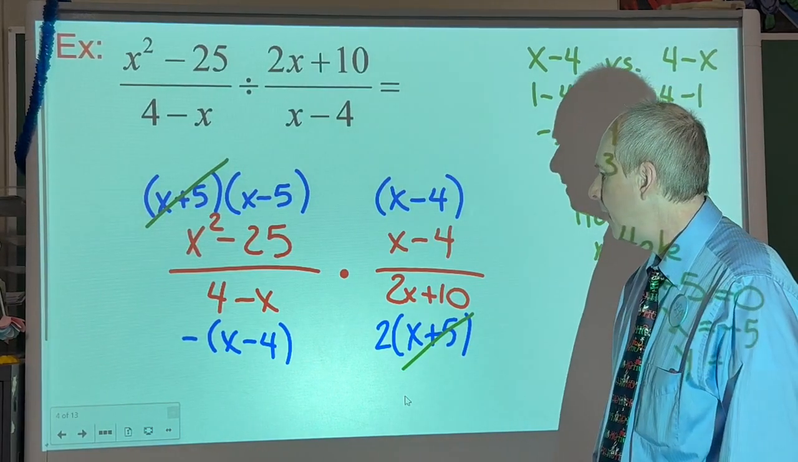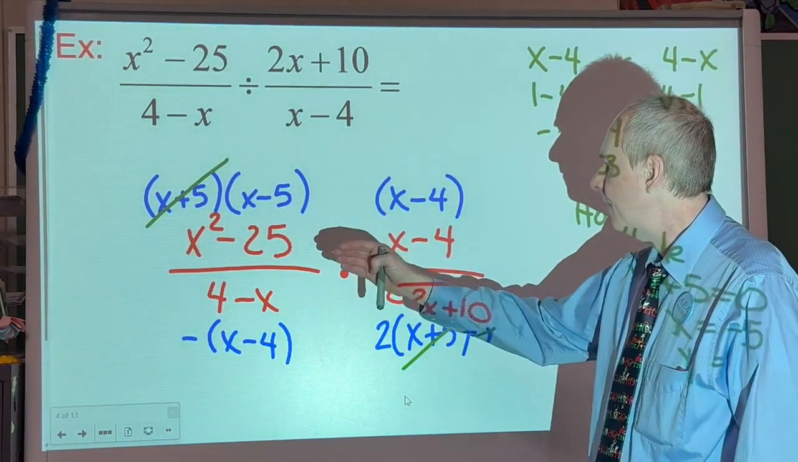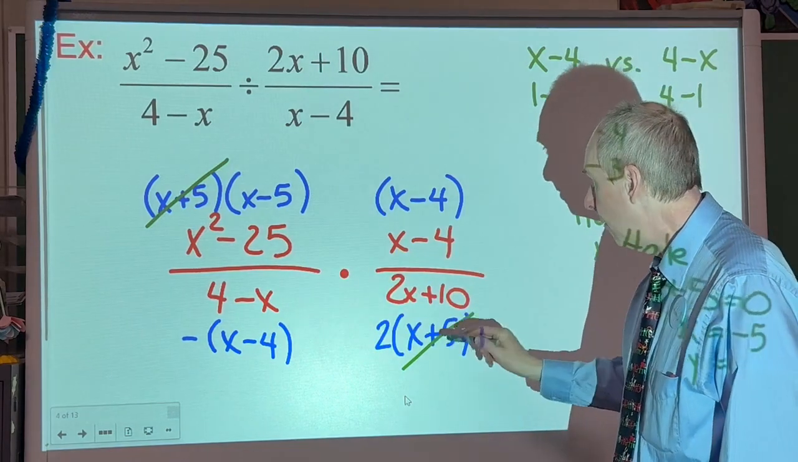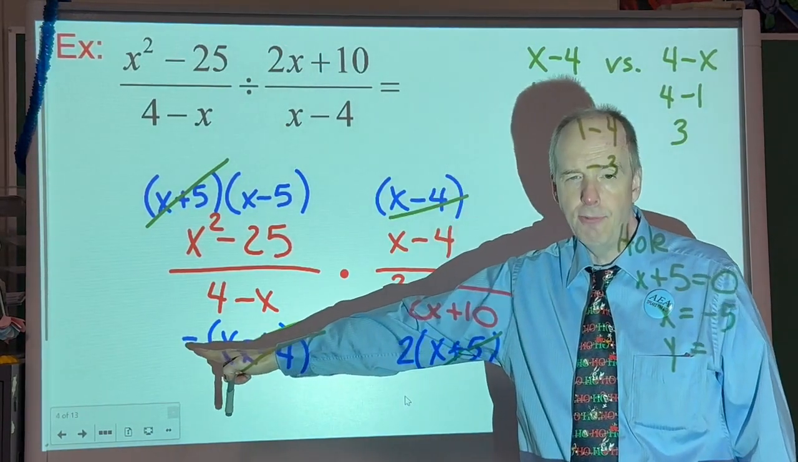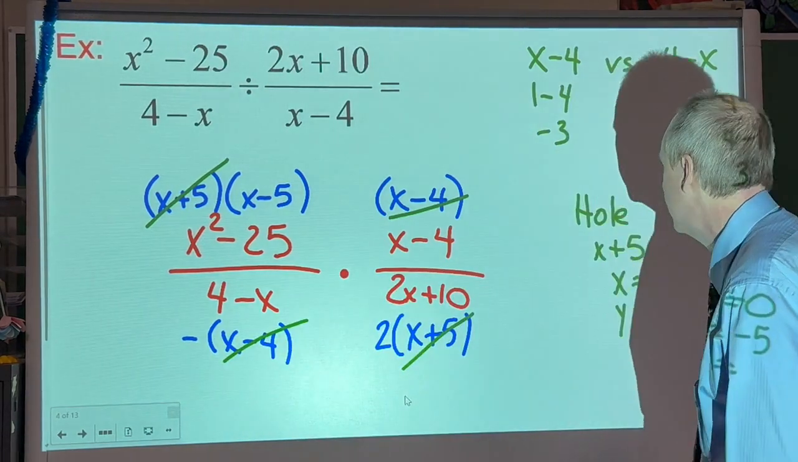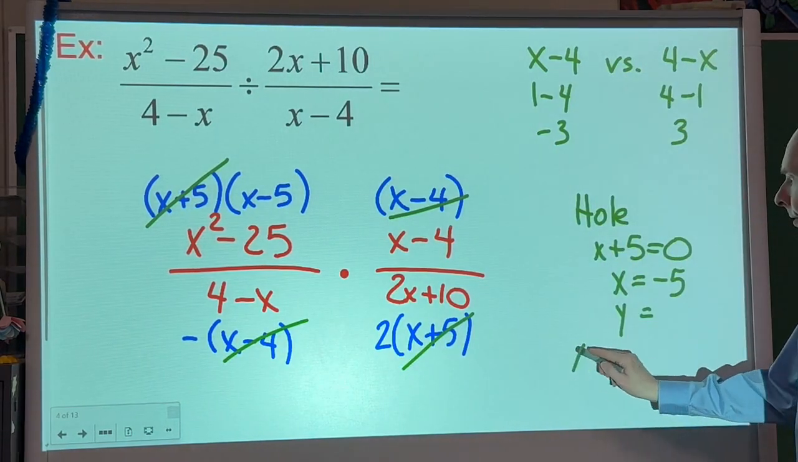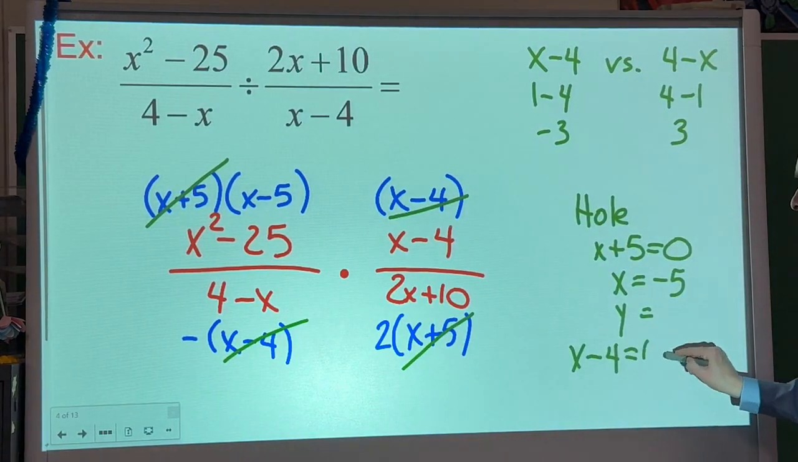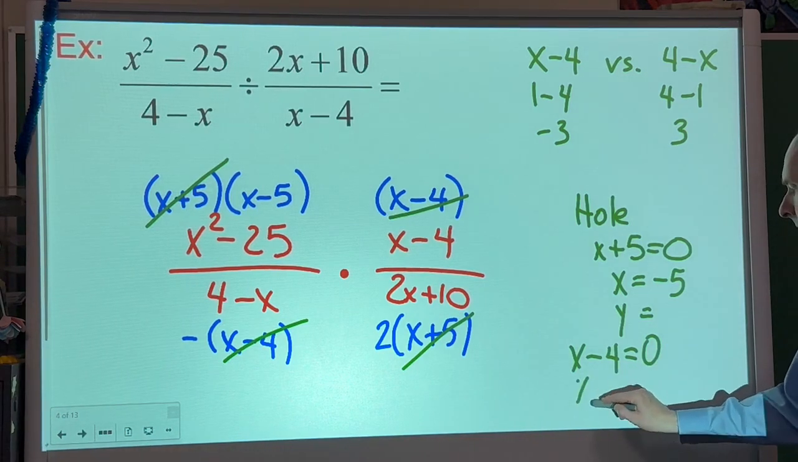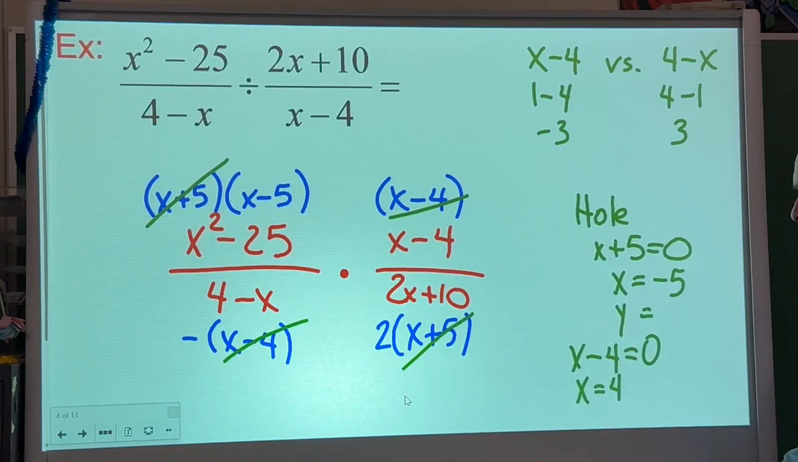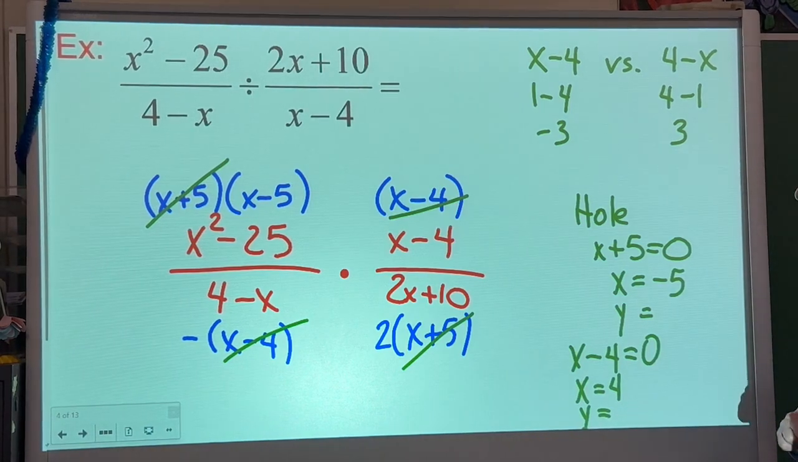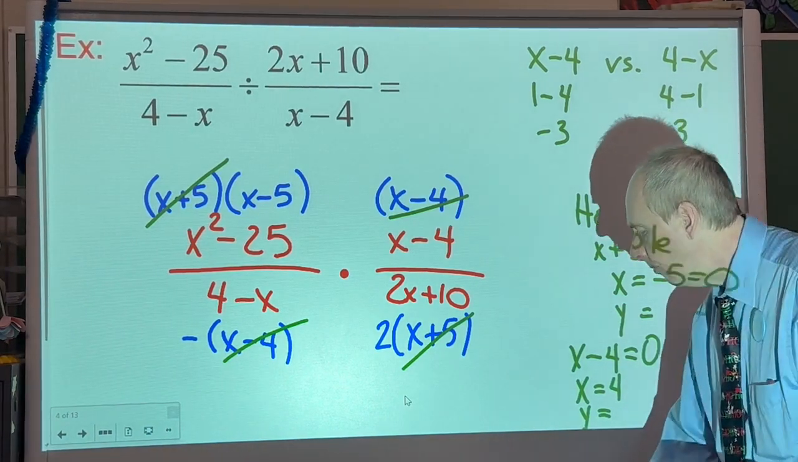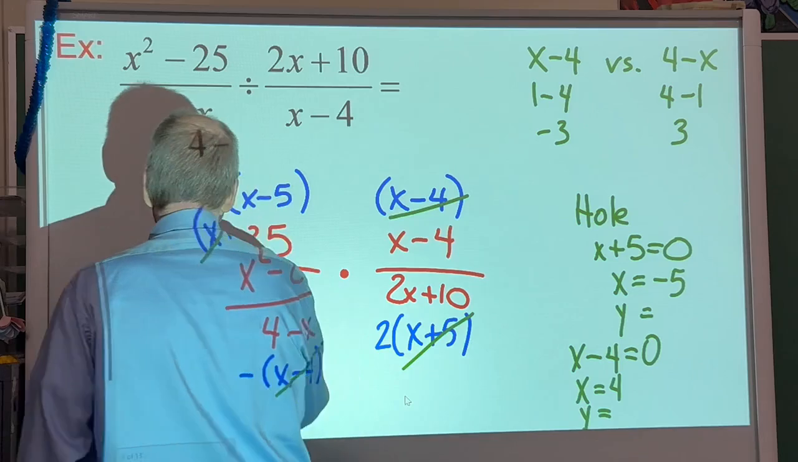Anything else on top that has a twin on the bottom? x minus 5, no. x minus 4 with x minus 4. Remember, it's leaving you a negative 1 down here, negative sign. So we have another hole at x minus 4. Add 4 to each side. When x is 4, we have a hole. I'll need to plug it in to find the y value. So what's left in my equation?